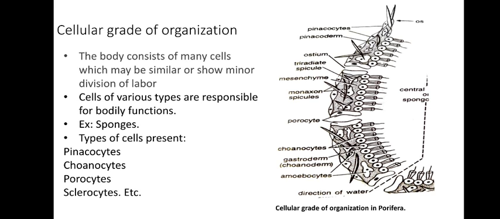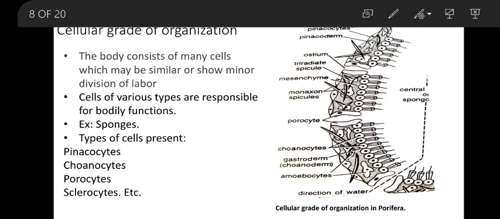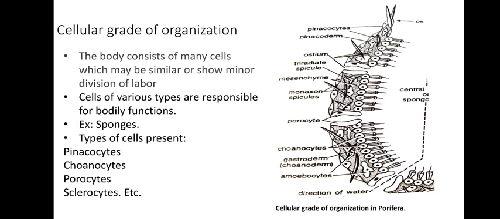So, here the body consists of many cells, and these cells are almost similar in their appearance, but there is a difference in that there is some minute level of division of labor. What is division of labor? These cells have distributed their work among themselves. So that means one group of cells performs one function, the other group of cells performs another function, but with little or almost nil cooperation or coordination among them. Such a level of organization is called cellular grade of organization.